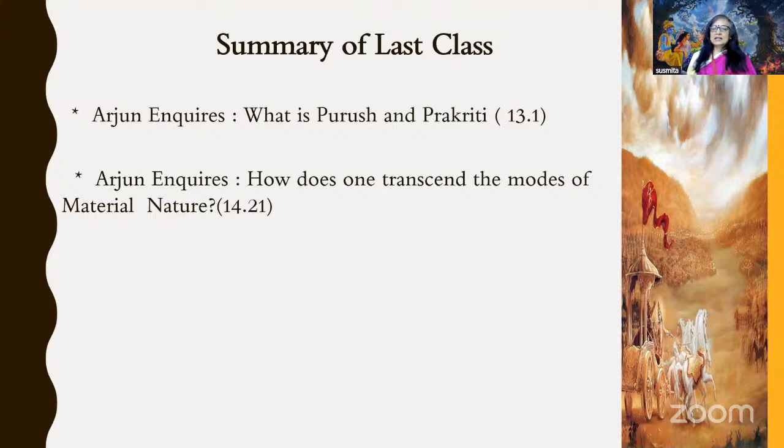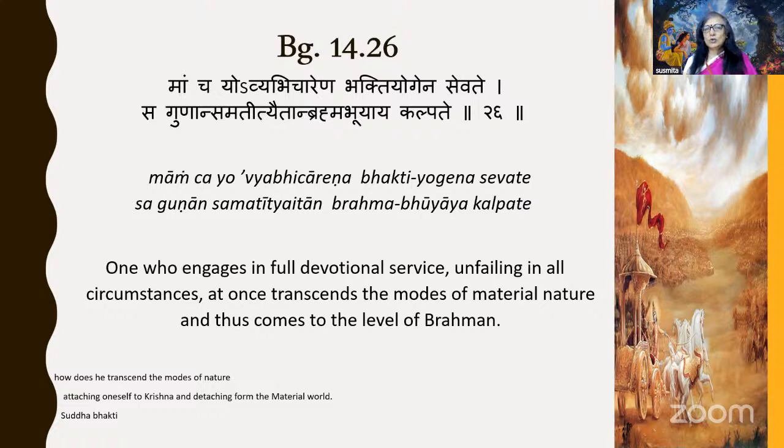So Arjun asked, how can someone transcend these modes of material nature? When Krishna explained all this, it looked so difficult to Arjun. Then Krishna explained in the 26th shloka of the 14th chapter: Mam cha yo avyabhicharena bhakti yogena sevate sa gunan samatityaitan brahma bhuyaya kalpate. Mam is to Krishna. Yah means those who, what do they do?